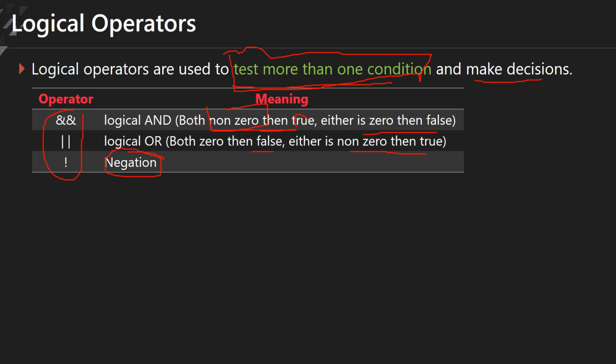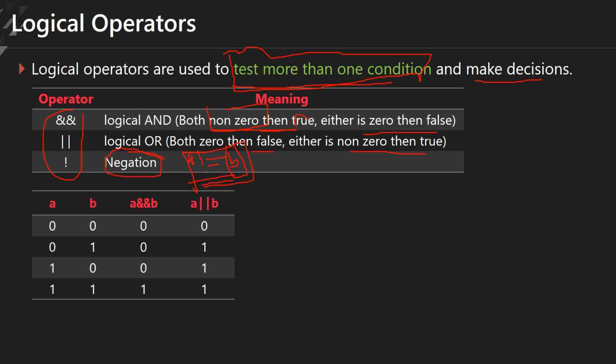It will always compare the first variable's value to the second variable's value. If both are not equal, then it will be true, right? It is comparing the first number with the second number.